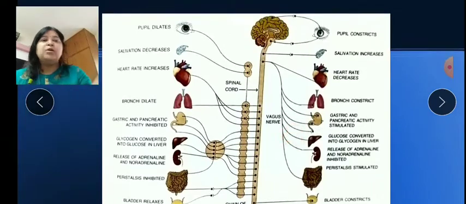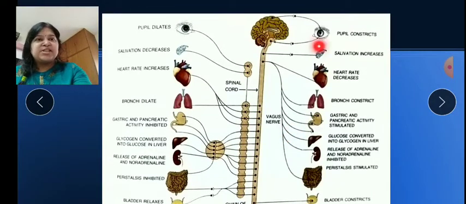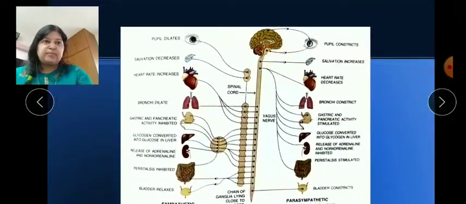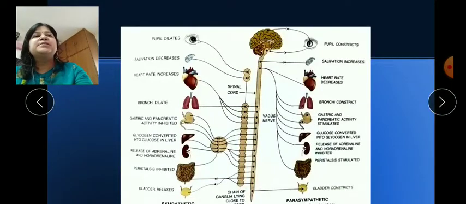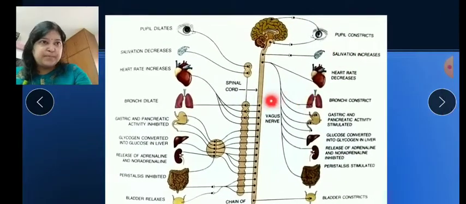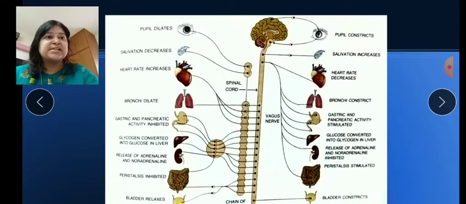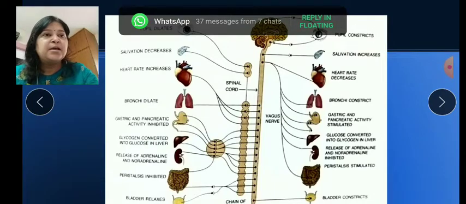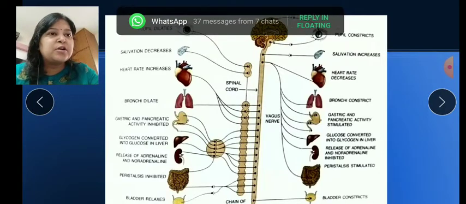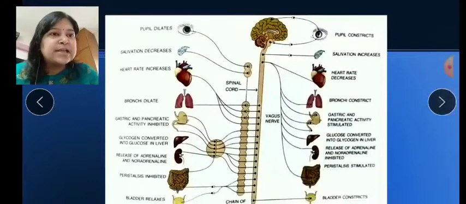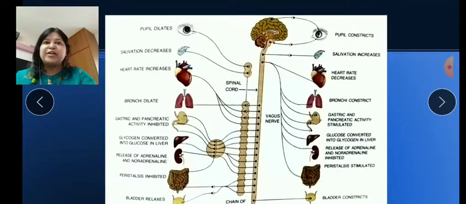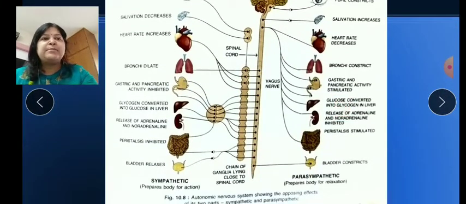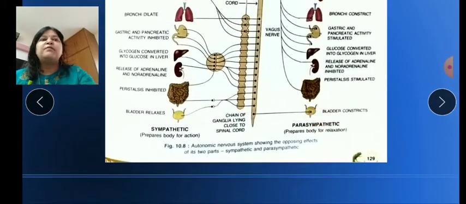Now just the opposite are the symptoms of the parasympathetic. Pupil constricts, salivation increases, heart rate becomes normal or decreases. Bronchioles constrict, gastric activity becomes stimulated or normal, and the bladder constricts. So now our body prepares for relaxation in this case.